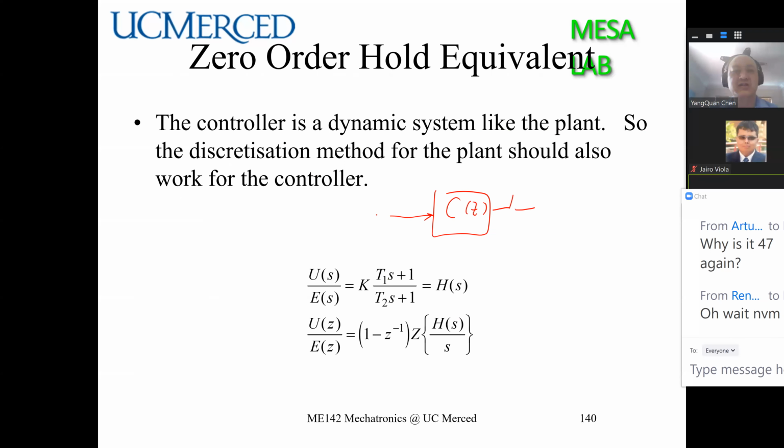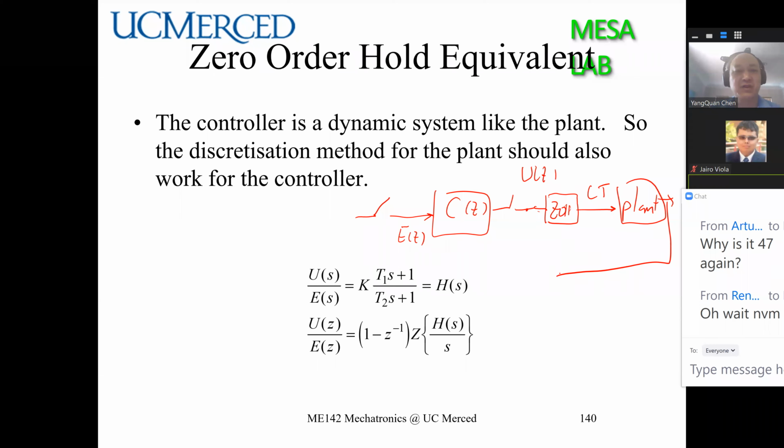Before this one is also a digital signal. This is CZ, so this is your EZ, and this is your UZ. But UZ should have put something called ZOH in here. So you have a continuous signal, continuous time signal. Then you put your plant. Of course, you can do feedback or whatever.